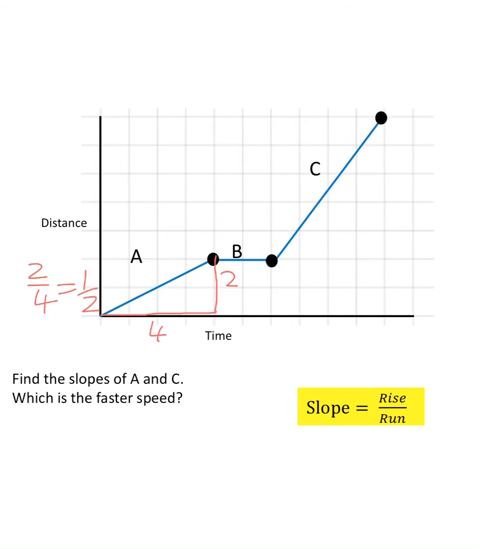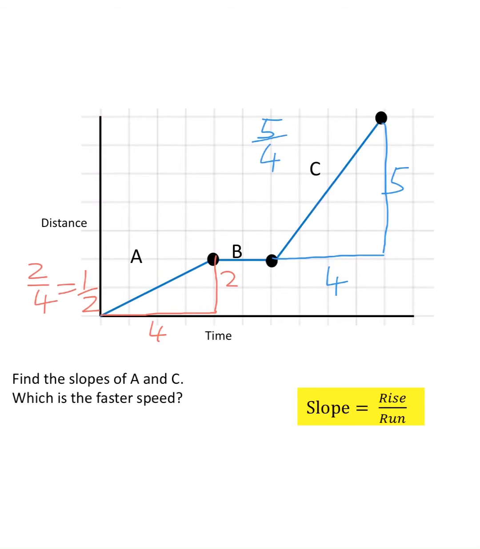Now let's look at C. So let's draw a triangle from the start to the end point. So I'm going across 1, 2, 3, 4 boxes. And now I'm going up 1, 2, 3, 4, 5. So my rise over my run, that will be 5 over 4. And that's my slope.